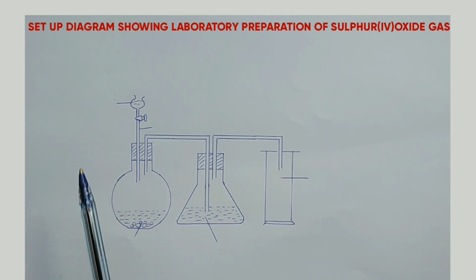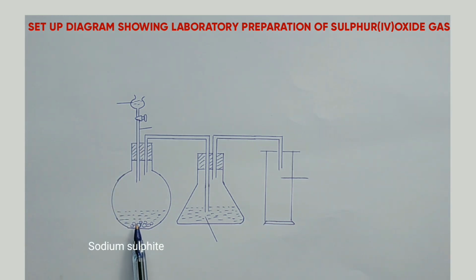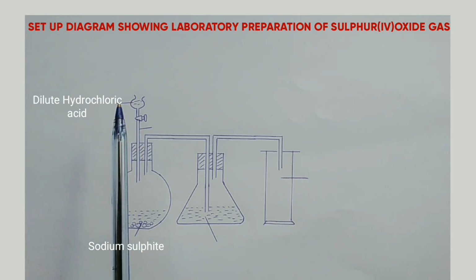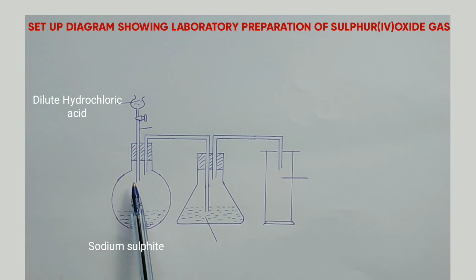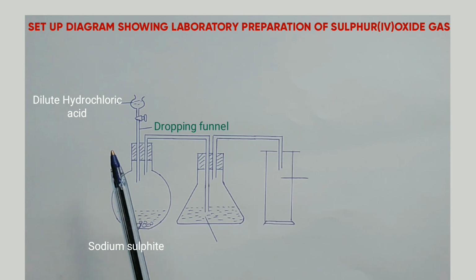acid. So in my case here, I place here sodium sulfite and I place here dilute hydrochloric acid. As I said last time, when you are using a dropping funnel it should not be dipped in solution. A dropping funnel is one which has a tap. If you are using a thistle funnel, the funnel should be dipped in the solution.